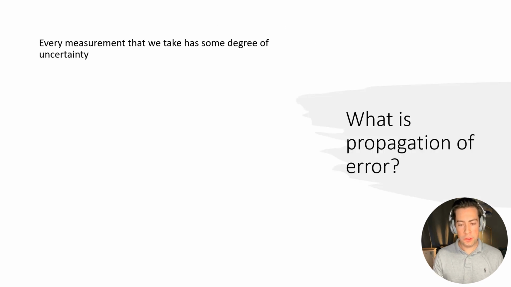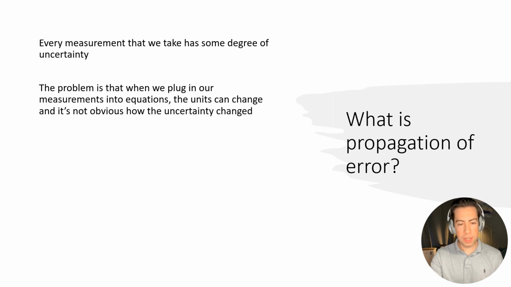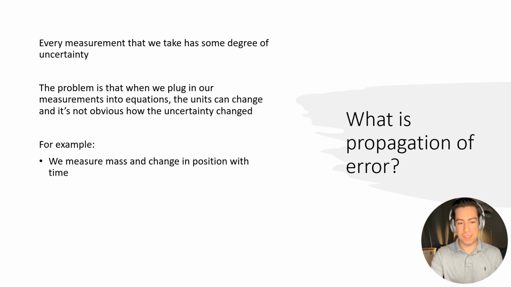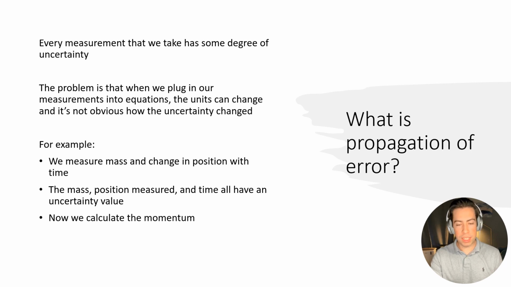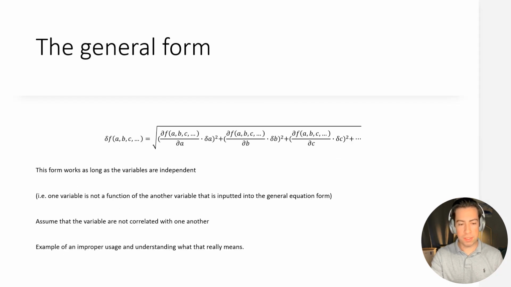Okay. So again, guys, kind of what I talked about, every measurement has some degree of uncertainty. The problem is that whenever we plug in our variables into the equations to calculate a value, it's not obvious how the uncertainty propagates. So kind of like what I talked about with the momentum, we're not sure what it's going to be.